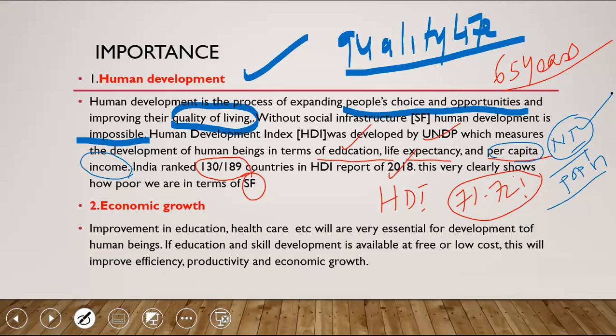Can you tell me which country occupies the first rank in the Human Development Index? USA? No, my dear child. Everybody thinks first rank is occupied by Norway. Such a small country in Europe. That is Norway. New Zealand is also there.